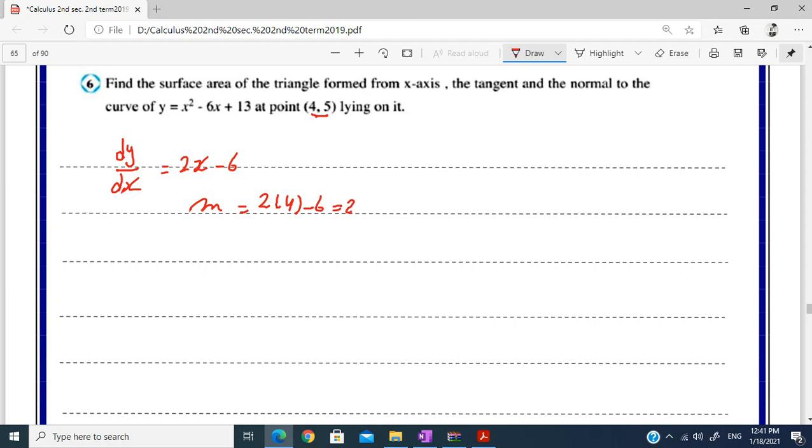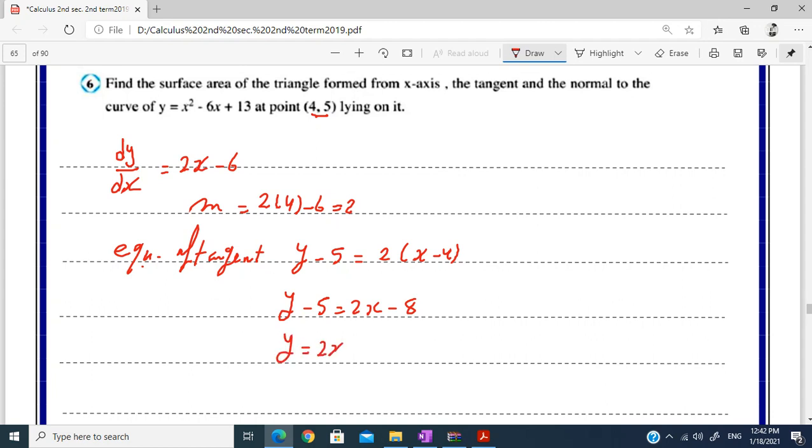This is the slope of the tangent at this point. So the equation of the tangent will be y minus 5 equals 2 times x minus 4. So y minus 5 equals 2x minus 8, and y equals 2x minus 3.